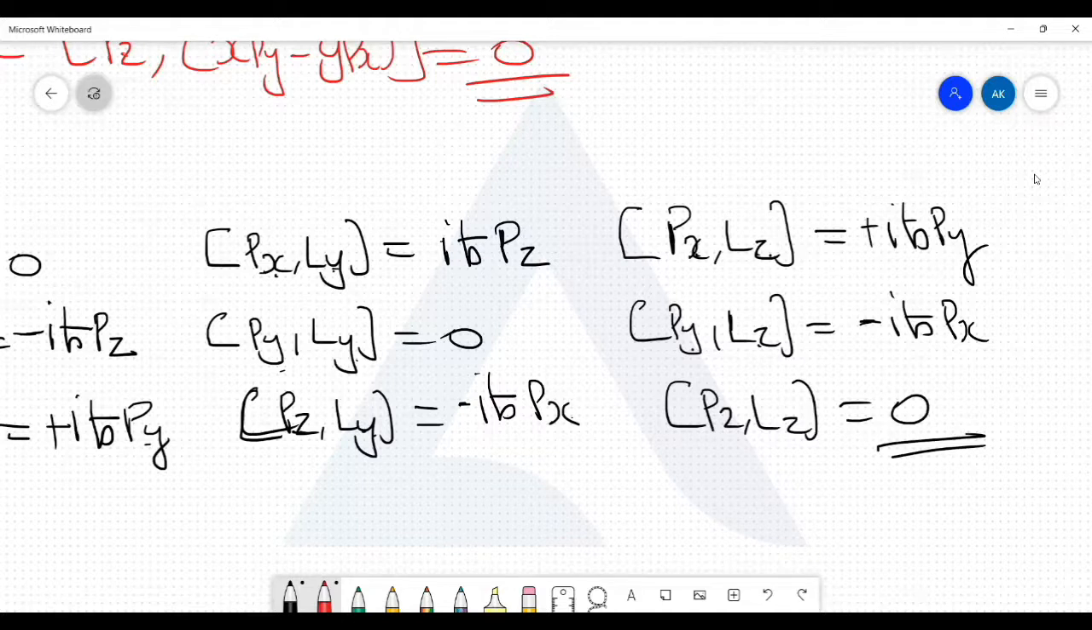Okay. For now, I think we can stop here and we will start discussing this problem from this session, and we will move to exponential operators in the next class. Thank you.